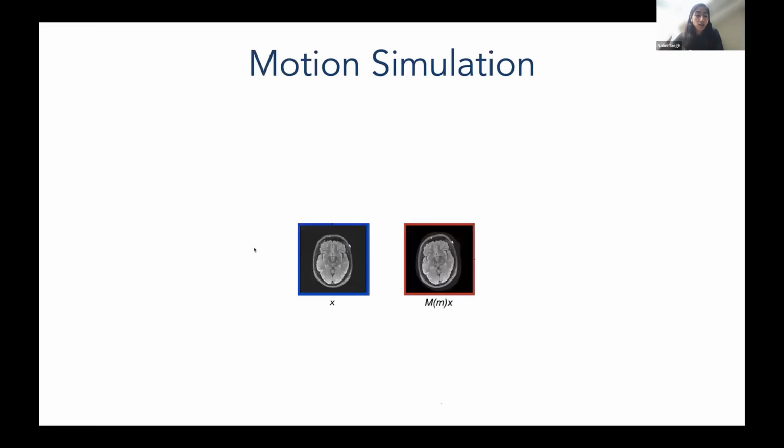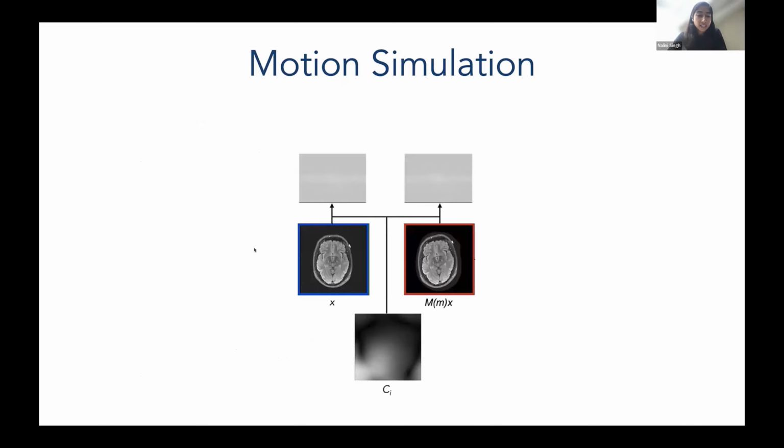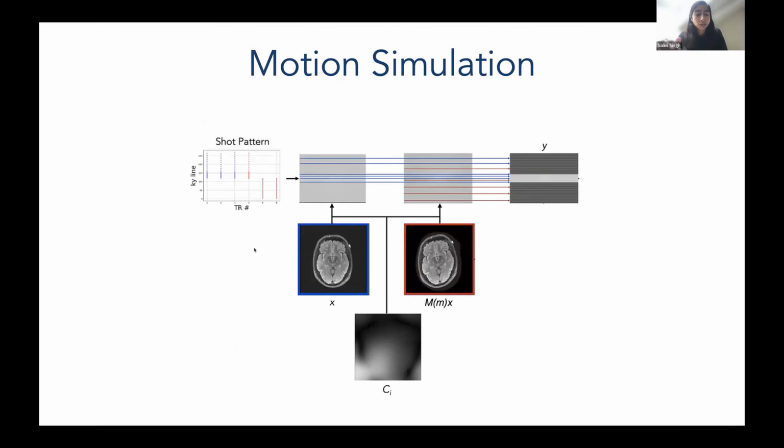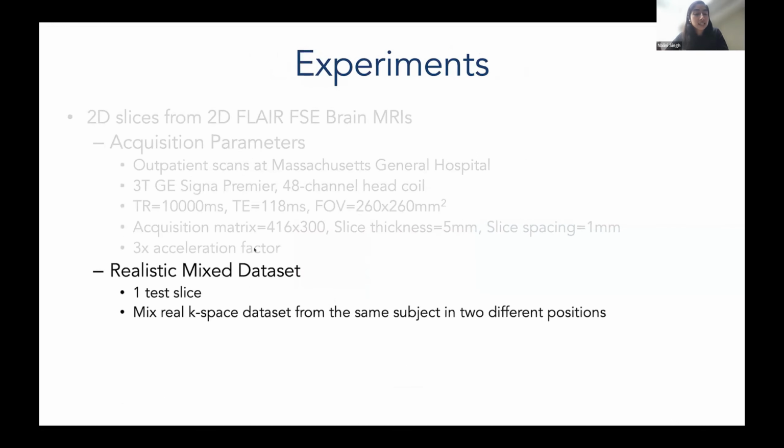And so what we do is we start off with some image X. We apply our simulated motion parameters to generate sort of the moved version of the image. We have estimates of the coil sensitivity maps, which we use to simulate what the k-space data would have been for the two different positions that the object is in. And then we combine the appropriate lines of k-space from the two different positions. So at the end of this process, what we have is data which represents what you would have gotten from the scanner if the object moved from the blue position to the red position over the course of the acquisition. We test this method on a realistic mixed data set.